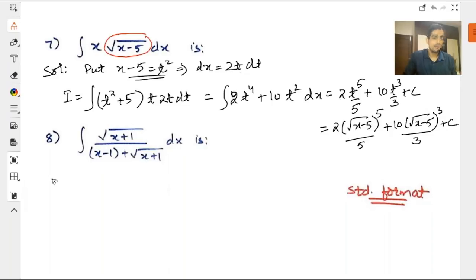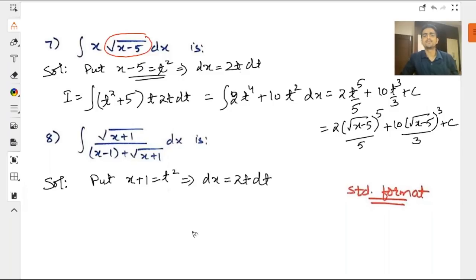Similar question. You must be able to see that this root is troubling me. As such, this expression is not very good looking. This root is troubling me. Okay, we know how to remove root. Just put x plus 1 equal to t square. Nothing. dx equal to 2t dt.